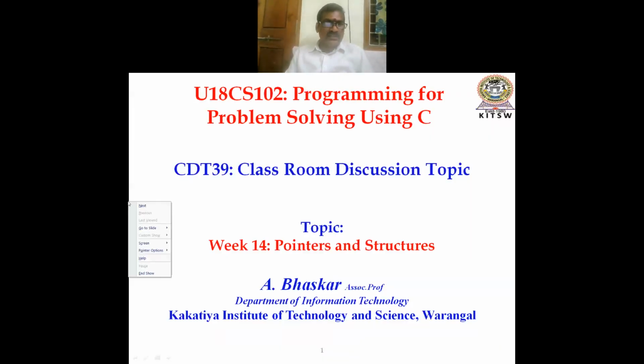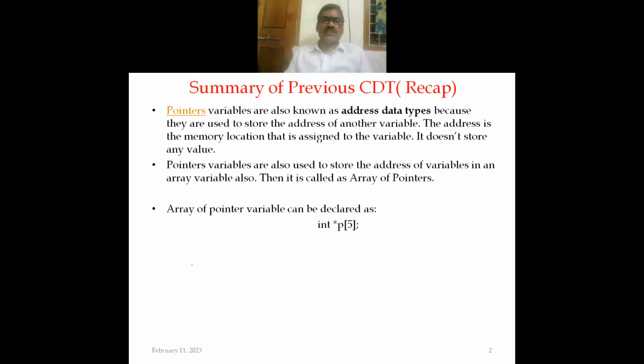So, in the previous CDT, we had a discussion on array of pointers. The summary of the previous CDT is that we discussed pointer variables, which are also known as address type variables. Pointer variables are used for storing the address of any variable. They are used to store the address of array variables also, because arrays are stored in a sequential manner, so we can store the addresses of each individual element of the array in a pointer.